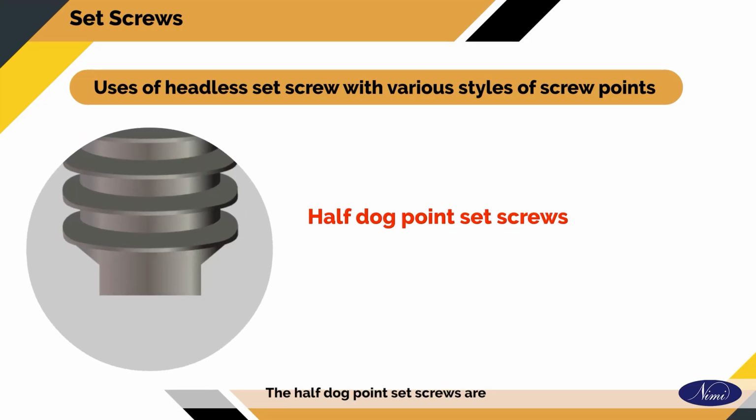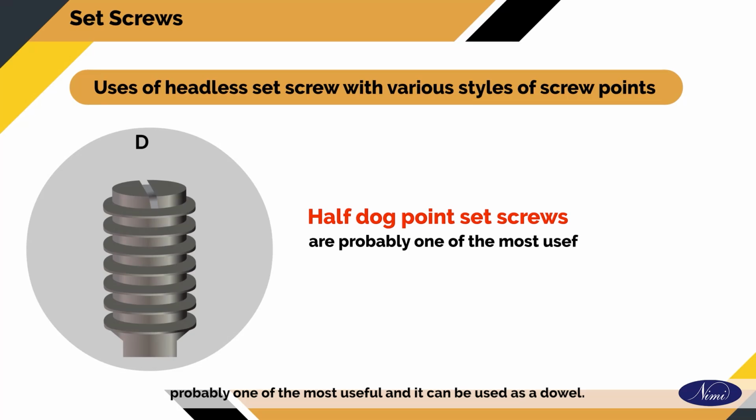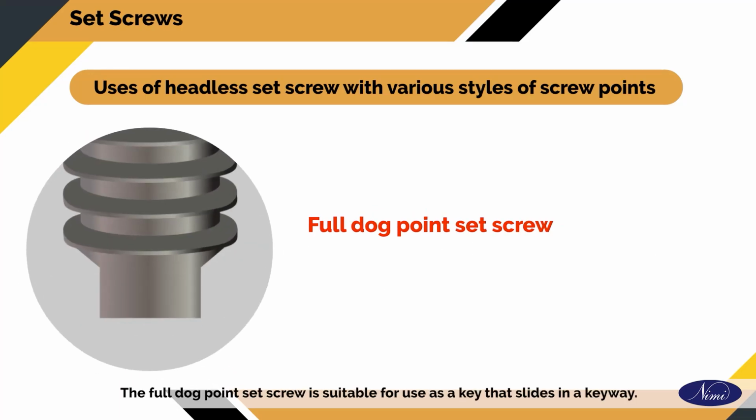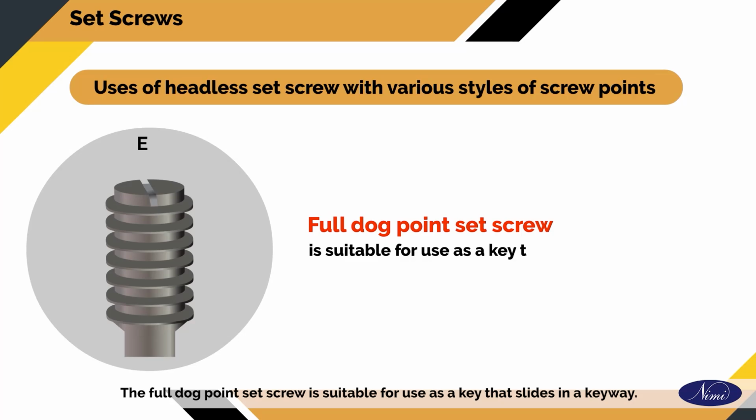The half-dog point set screws are probably one of the most useful and it can be used as a dowel. A hole is drilled to receive the point. The full dog point set screw is suitable for use as a key that slides in a keyway.